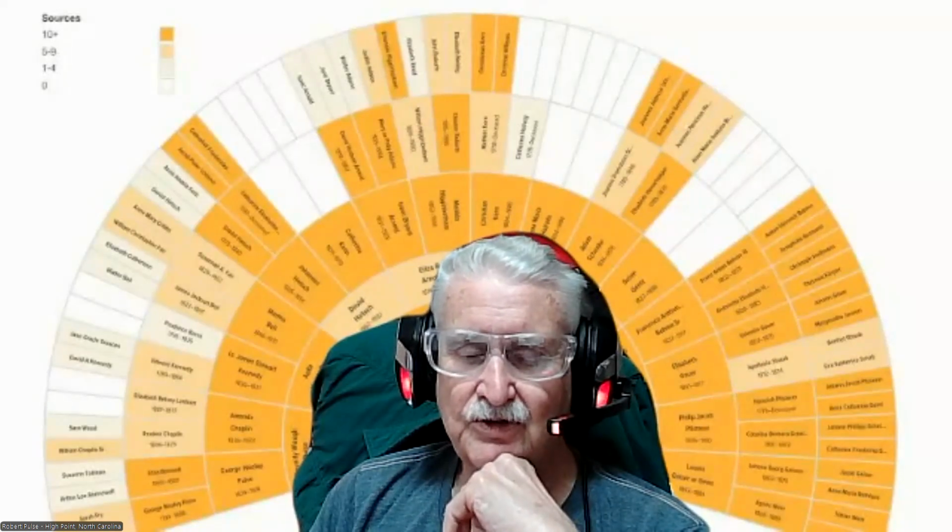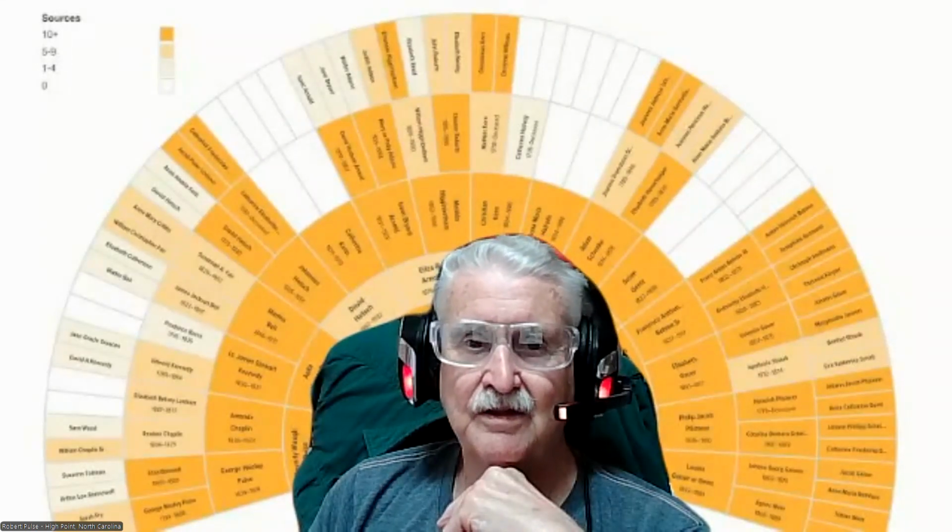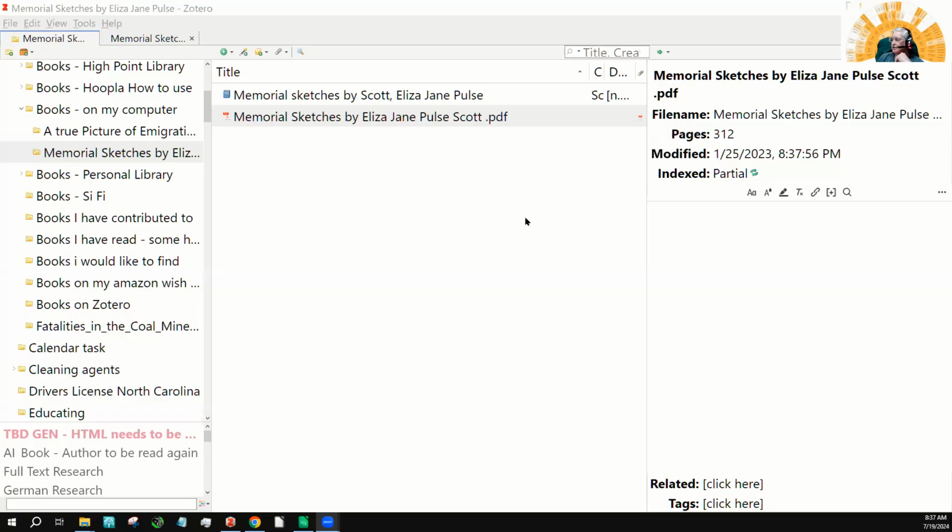So let's share the screen. This specifically covers the color coding of PDF documents. Now, one of the first things you should be seeing is my Zotero page, and this is the book that I had in question. It's Memorial Sketches by Eliza Jane Boltz.